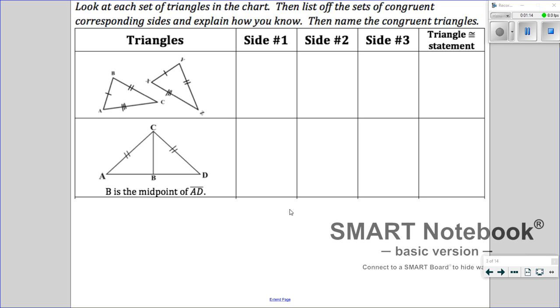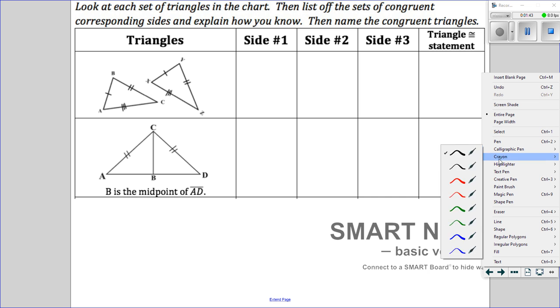So we're going to do examples based on the side, side, side postulate. So they say to look at each set of triangles in the chart, then list the sets of congruent corresponding sides and explain how you know. Then name the congruent triangles. So we have the 3 sides that we have to prove that they're congruent, and then the last column shows that we have to write the triangle congruency statement.